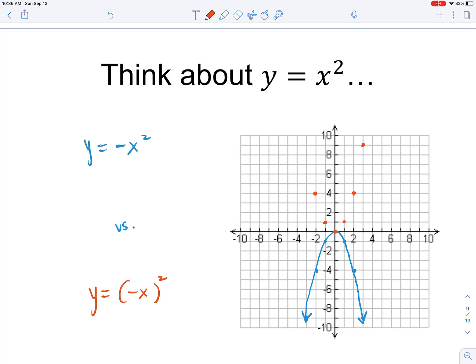And this goes back to what we talked about in sections 1.1 and 1.2 about how y equals x squared is actually an even function, because the graph is symmetric about the y-axis, meaning a horizontal reflection doesn't do anything to the graph.